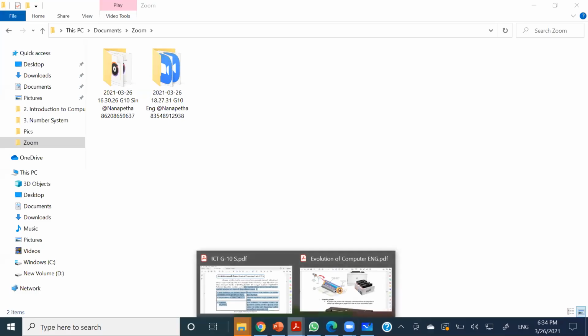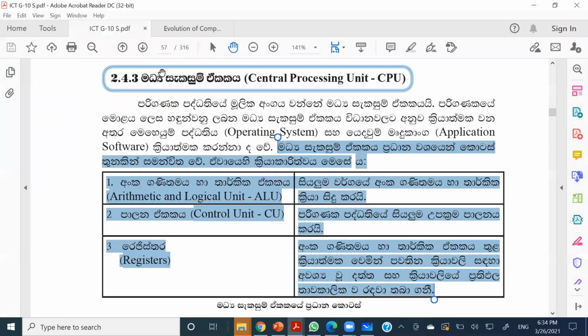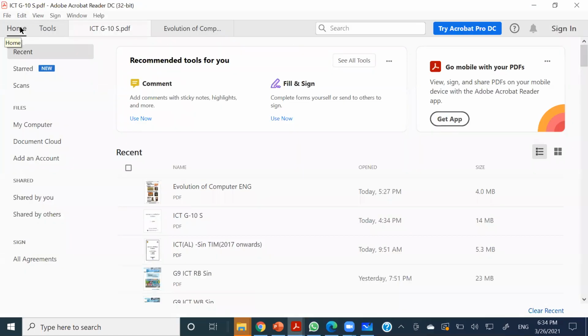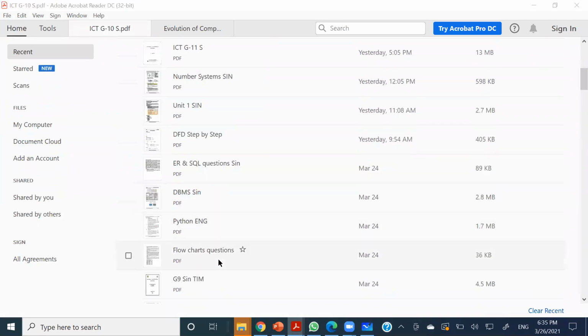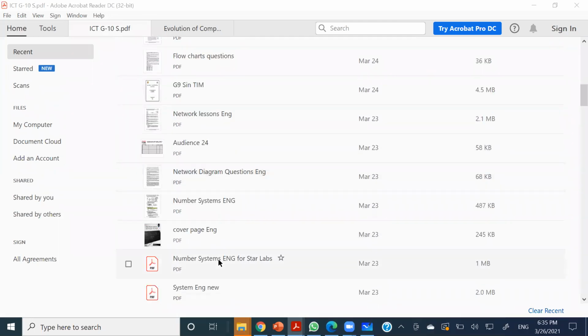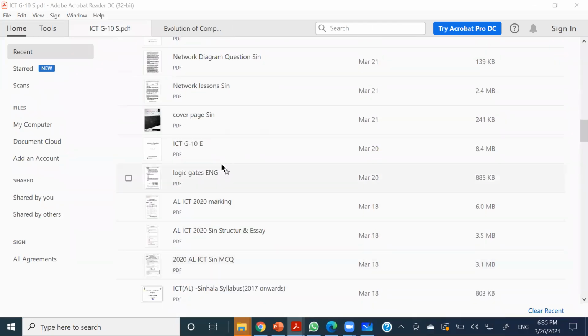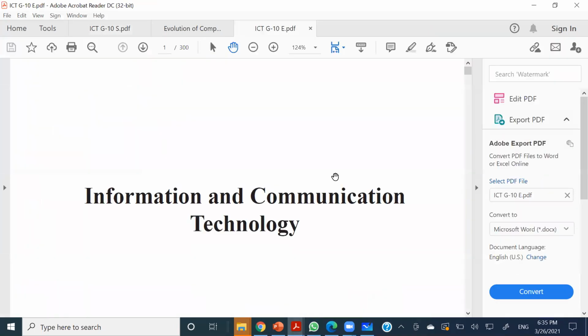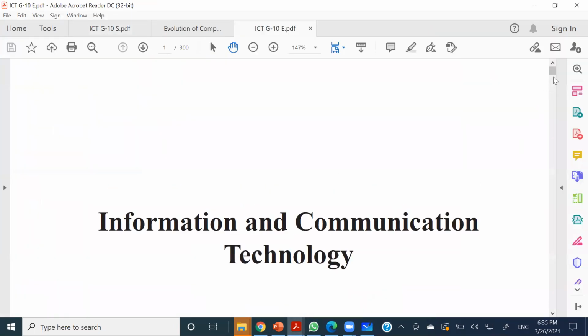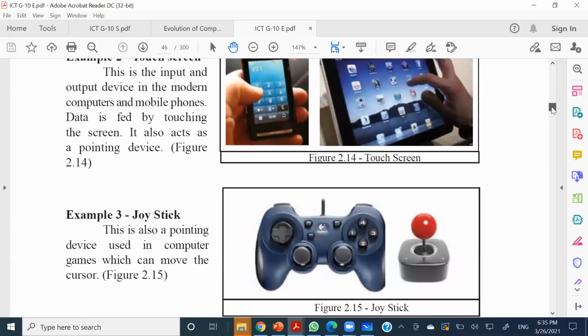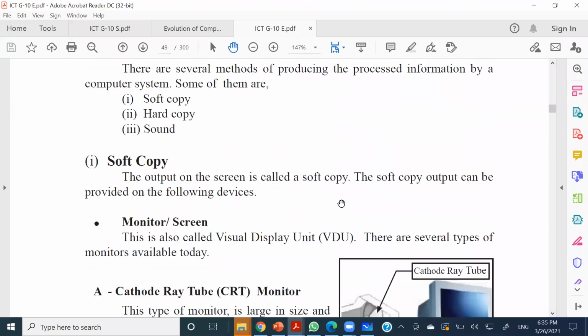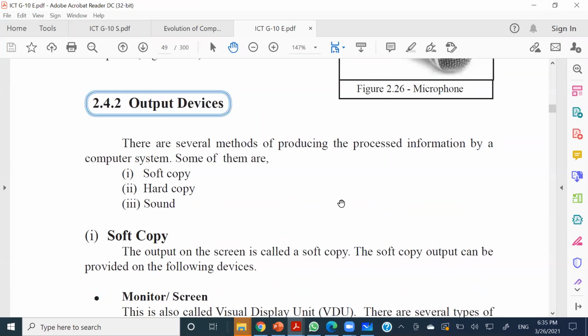Right. So last time, people, we discussed our lesson up until the input devices were done. So we are in the second lesson. We discussed what the input devices are and what categories we can see as input devices. So today we are going to move forward from that point. Today we have to learn about the output devices, which give information or any type of data as an output for the users.